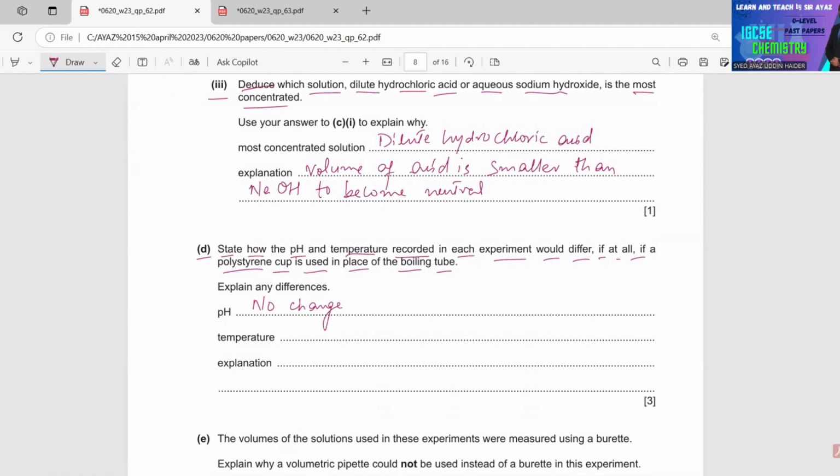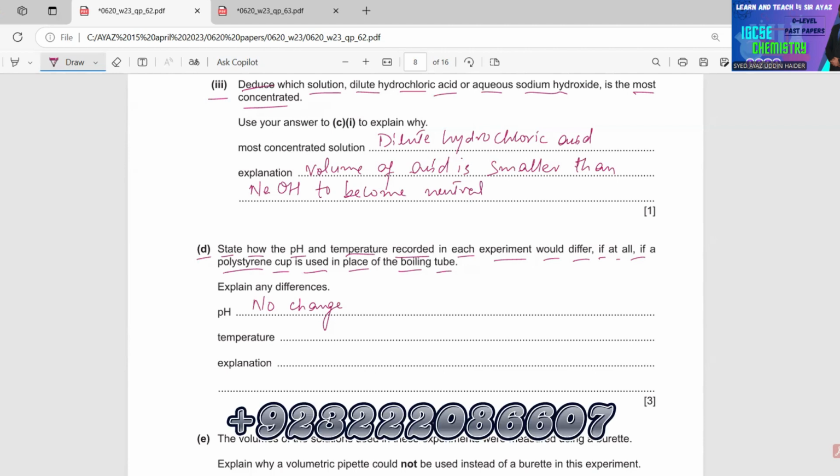because the pH changes when the H positive ion from the acid and OH negative ion of the alkali react together. And if the concentration of H positive ion is higher, the pH will be lower. On the other hand, if the concentration of the OH negative ion is higher, the pH will be higher. So there will be no change in this case.